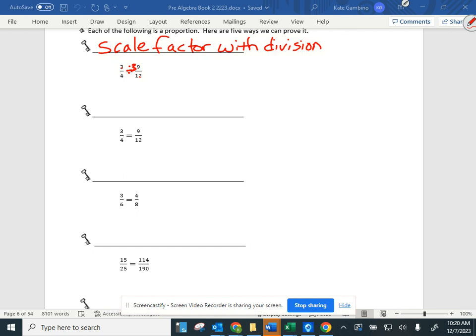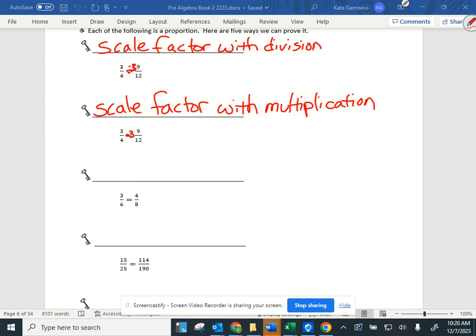There's another scale factor, but this time instead of division, it is multiplication. So you could say, oh, I know to go from 3 to 9, I multiplied by 3. To go from 4 to 12, I multiply by 3. They have the same scale factor when I multiply.